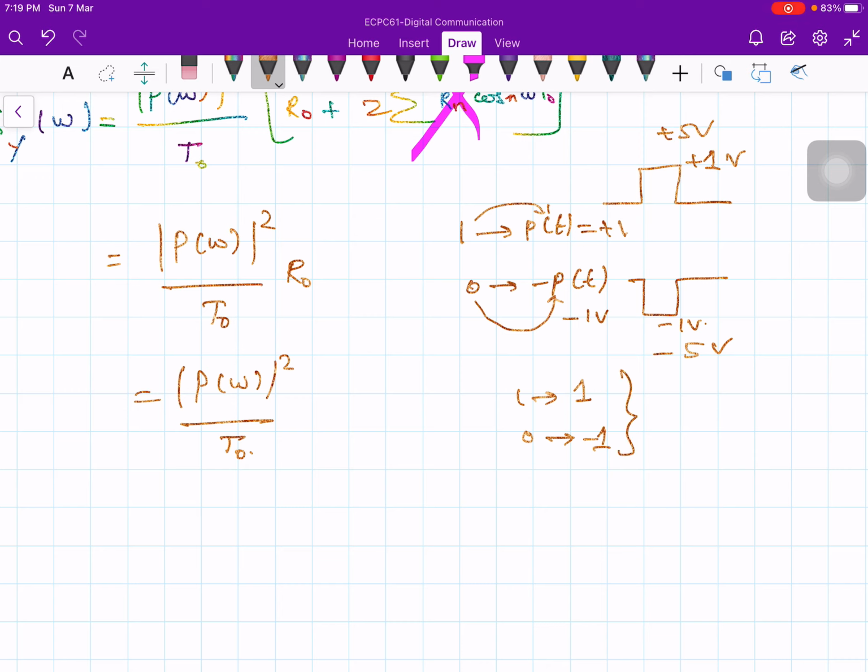So these are amplitudes, and these amplitudes are denoted by AK. AK is the amplitude of the pulse, A suffix K, the kth pulse amplitude. What is AK?